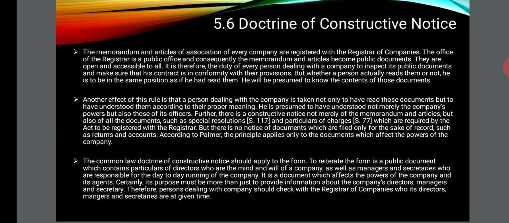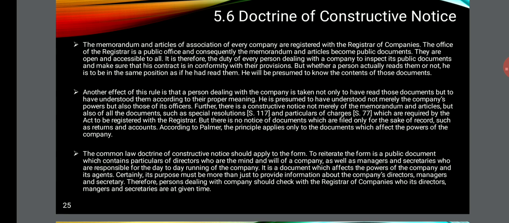Further, there is constructive notice not merely of the memorandum and articles but also of all the documents, such as special resolutions and particulars of charges, which are required by the act to be registered with the registrar. But there is no notice of the documents which are filed only for the sake of record, such as returns and accounts. According to Palmer, the principle applies only to the documents which affect the powers of the company.